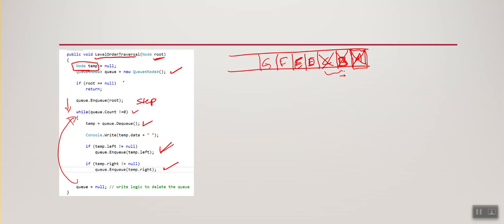Next it will try to take out D, it will take out E, it will take out F, it will take out G. In this way it will traverse through all these nodes in level order.